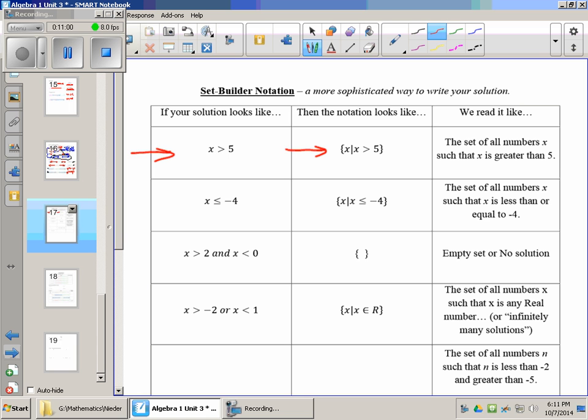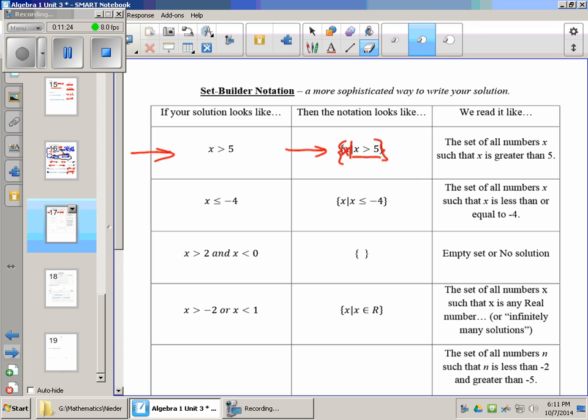Notice we've got the curly brackets on either end, and we have an x, and then a vertical line right after it, and then our inequality x greater than 5. So the only thing that's different is the curly brackets, and then we've got an x in front and then a vertical line there before writing x greater than 5. Okay? How do we read that? What does that mean? Well, the way we read that is the set of all numbers x.